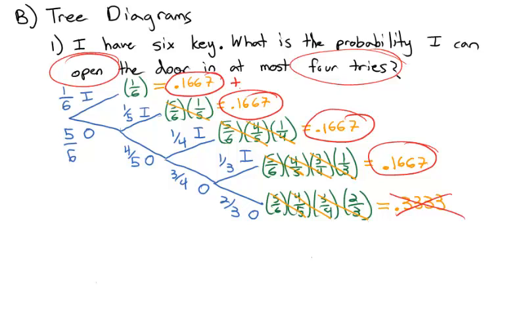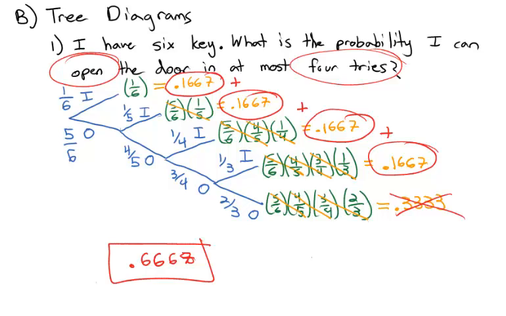0.1667 plus 0.1667 plus 0.1667 plus 0.1667. That's going to be 0.6667. Actually 0.6668 because of a round off error. But that's okay. We're within 1,000th. That's reasonably close. Within a round off error.